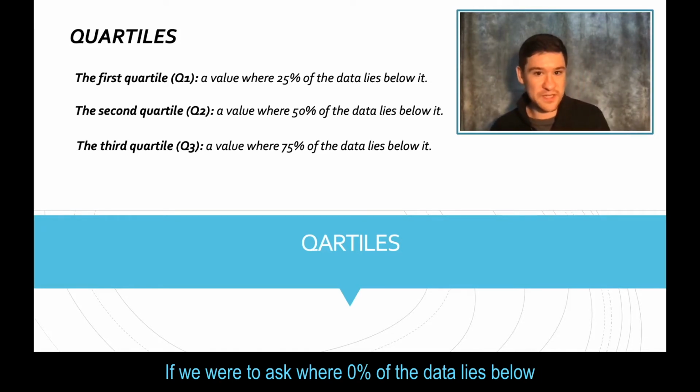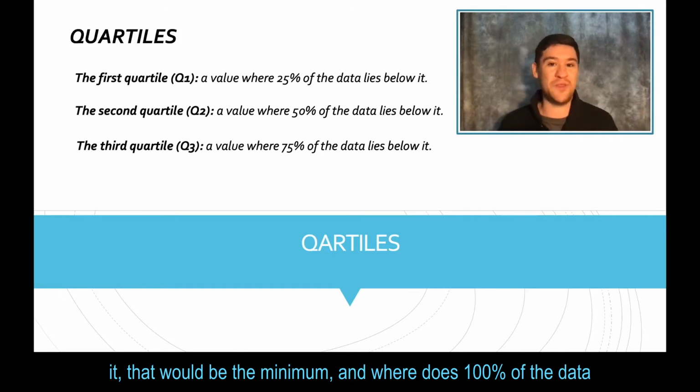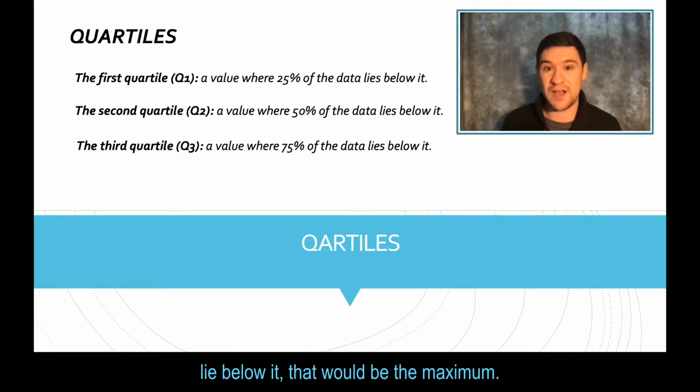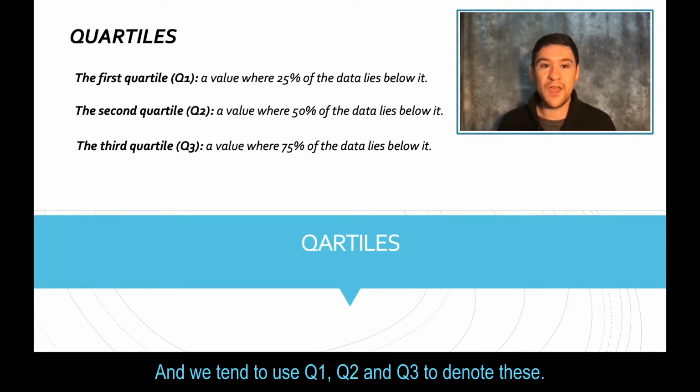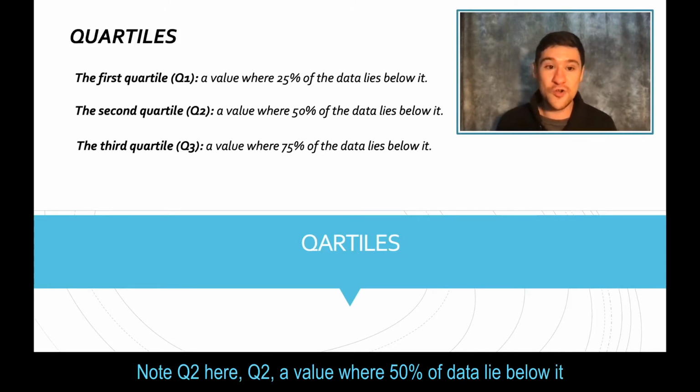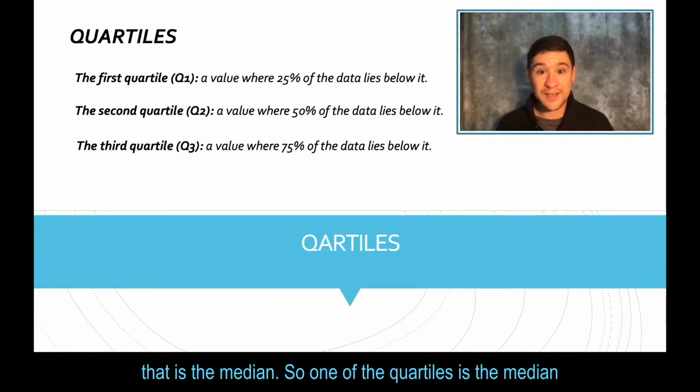If we were to ask where 0% of the data lies below it, that would be the minimum. Where does 100% of the data lie below it, that would be the maximum. And we tend to use Q1, Q2 and Q3 to denote these. Note Q2 here, a value where 50% of data lie below it. That is the median. So one of the quartiles is the median.